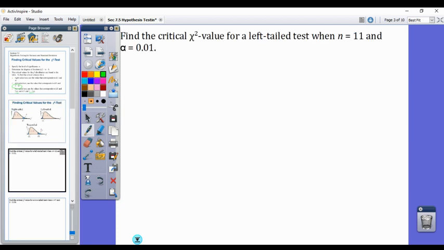Okay, so it wants us to find the critical value for a left-tailed test. Okay, so that's important. Left-tailed test. Our sample size is 11, and our alpha significance level is 0.01. Okay. So the first thing that you need to take note of is our degrees of freedom.